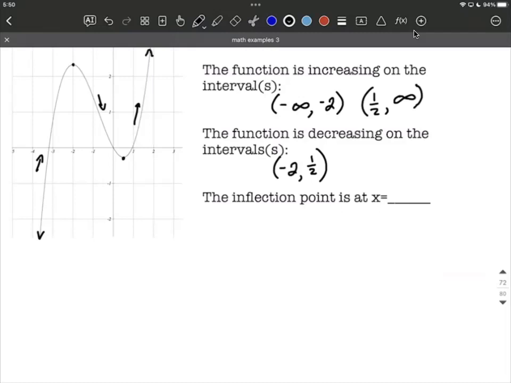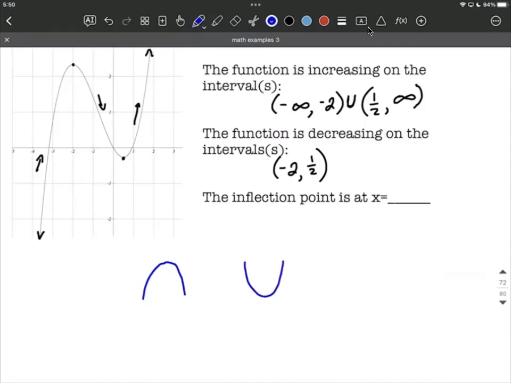Now, because we got two intervals for increasing, we're going to include both of them. We're going to put a union symbol, a capital U, in between these to say both of these are individual intervals where the function is increasing. Now, the last question we have is about the inflection point. So when we're thinking about an inflection point on a graph, an inflection point is where we change concavity. All right, concavity: if it was concave down, it looks like the top of an umbrella. If it's concave up, it looks like the bottom of a bowl.